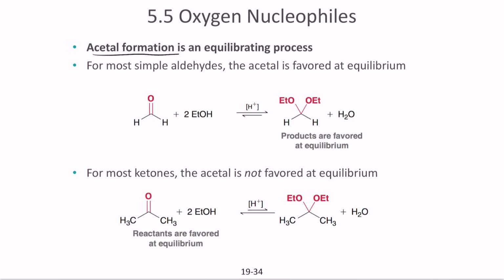Acetal formation is an equilibrating process, which means that for simple aldehydes, the acetal is favored at equilibrium. But for most ketones, the acetal is not favored. The reason mainly is that the structure is too complex to be stable. When you have simple aldehydes, it's much more favored. For ketones, it's not favored.